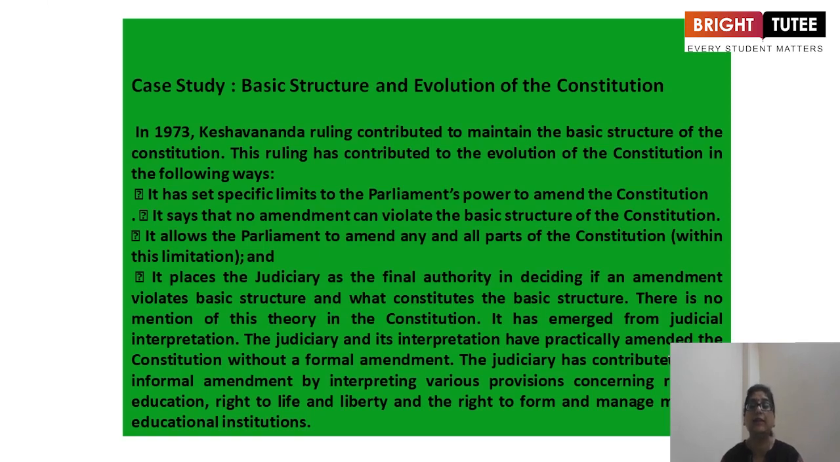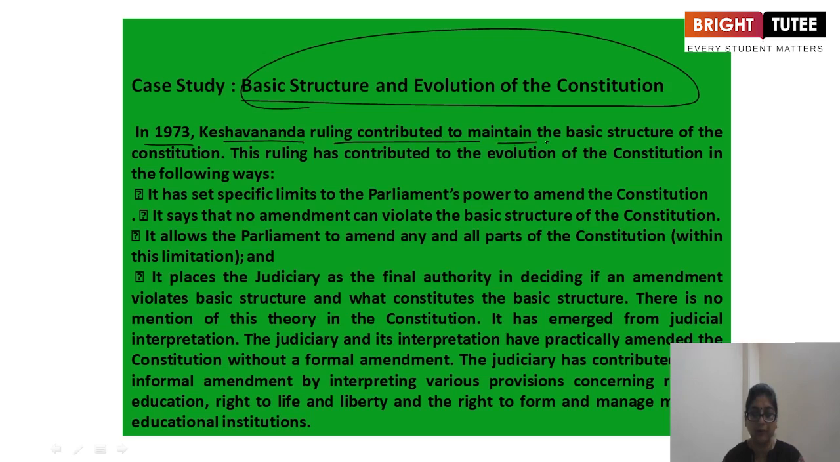Now let's have a case study so that we can understand it very easily: the basic structure and evolution of the Constitution, how does it work. In 1973, the Keshavananda ruling contributed to the maintenance of the basic structure of the Constitution. This ruling has contributed to the evolution of the Constitution in the following ways. It has set specific limits to the Parliament's power to amend the Constitution. It says that no amendment can violate the basic structure of the Constitution.